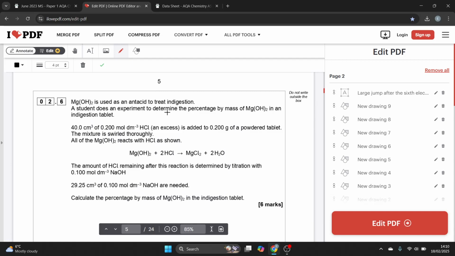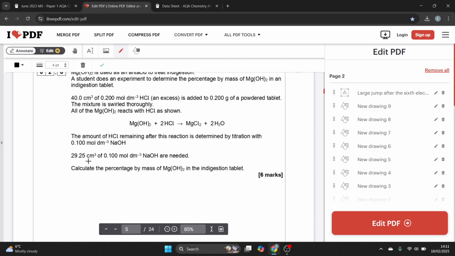Question 2.6. Magnesium hydroxide is used as an antacid to treat indigestion. A student does an experiment to determine the percentage by mass of magnesium hydroxide in the indigestion tablet. This much HCl is added to this much powdered tablet, and the mixture is swirled thoroughly. All the magnesium hydroxide reacts with HCl as shown. The HCl remaining after the reaction is determined by titration with this much sodium hydroxide. This much sodium hydroxide is needed. Calculate the percentage by mass of magnesium hydroxide in the indigestion tablet.